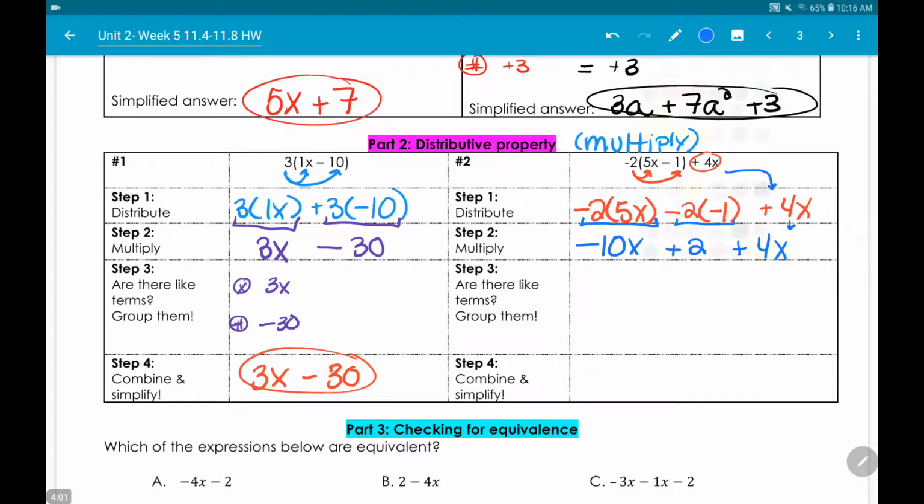Okay, now are there like terms? Can I make like term groups? I have an x group. And I have my number group. I'm going to simplify. This one stays the same. So my final answer is negative 6x plus 2.